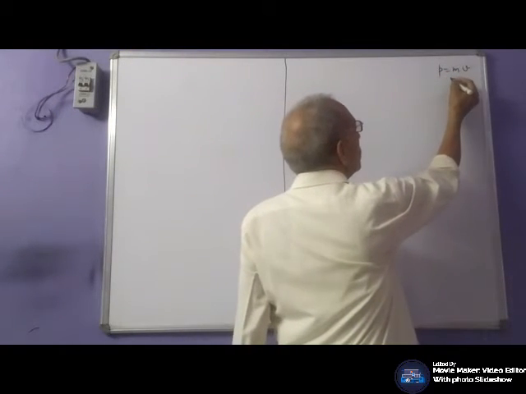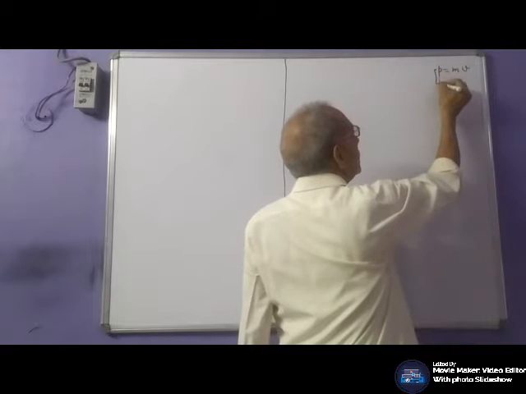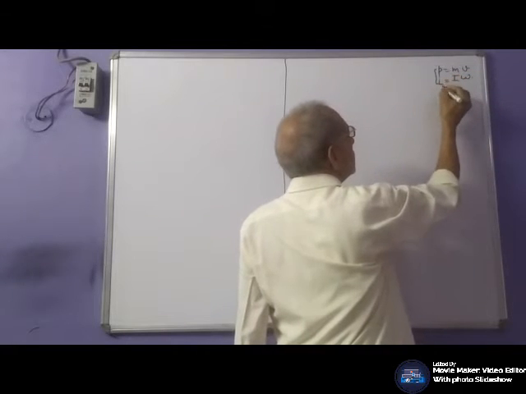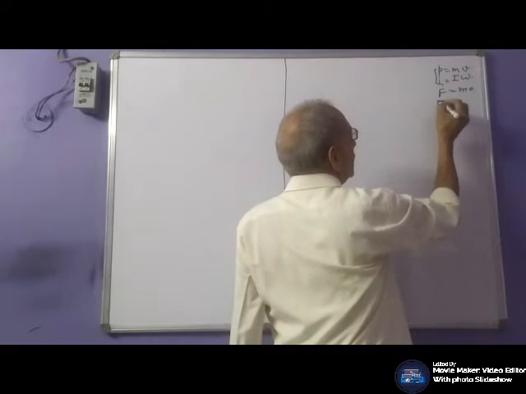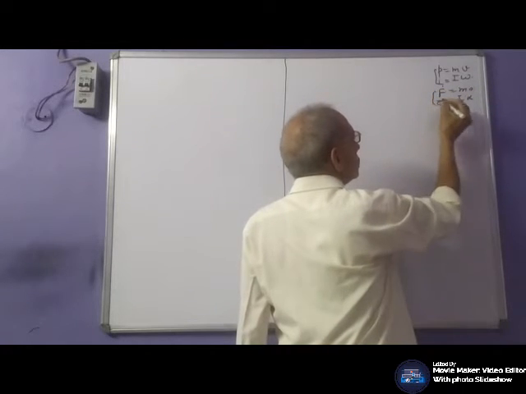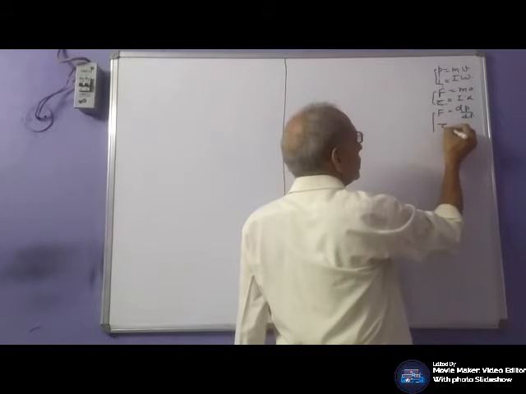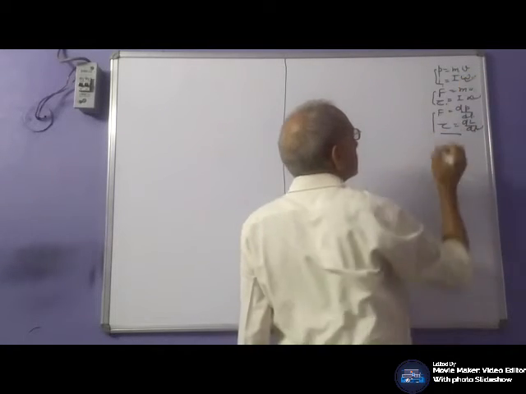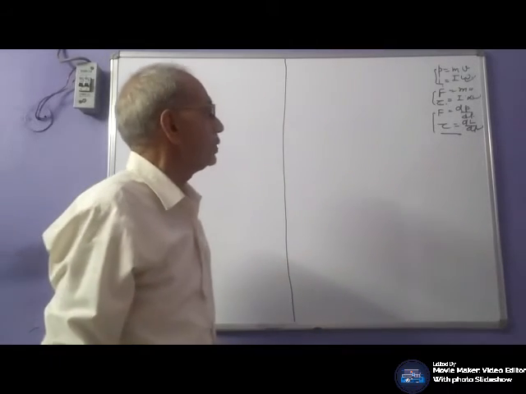p = mv is linear momentum, p. In rotational it becomes L = I omega. F = ma. So we have said in dimension: force becomes torque, and p becomes L. F = dp by dt, Newton's second law. So torque = dl by dt. Now we will derive these things.